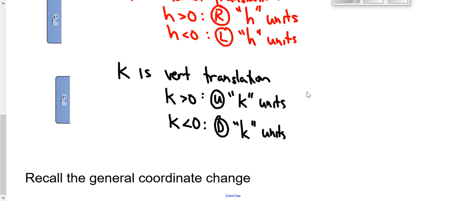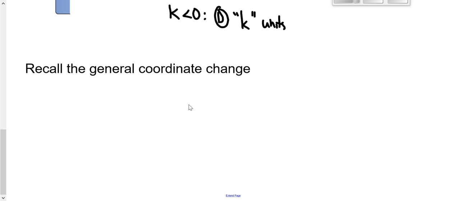And then one last thing I want to comment on before we work out some examples is the general coordinate change, something that I've mentioned so many times, which is the mapping notation.